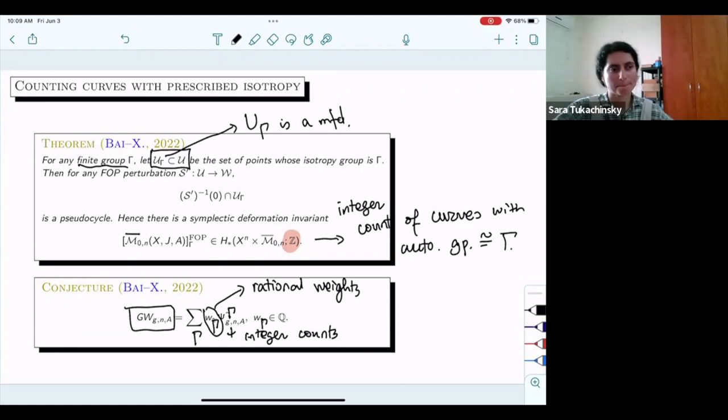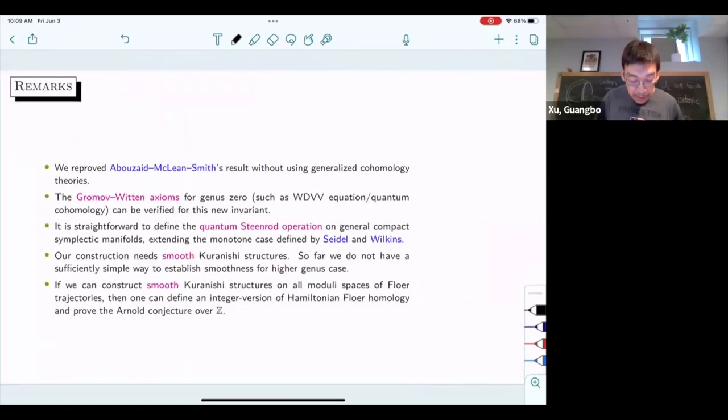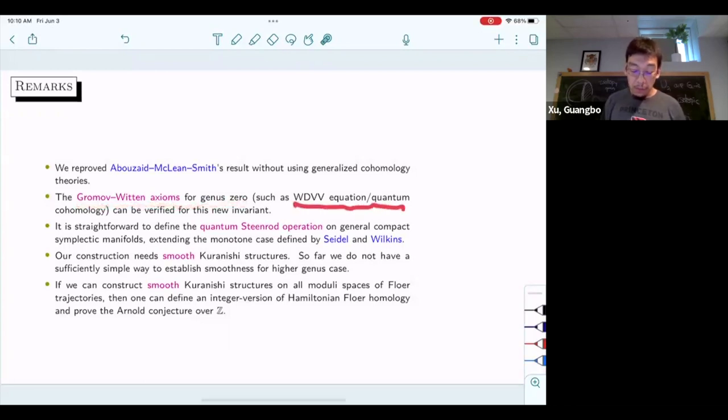Okay. All right. So now let's put some remarks here. As a byproduct, we also reproved Abouzaid, McLean and Smith's result about splitting of the homology of the Hamiltonian fibration over the sphere. And our method doesn't use a generalized cohomology theory. We also expect that the Gromov-Witten axioms for genus zero, such as the WDVV equation or quantum cohomology, can be verified for this new invariant.